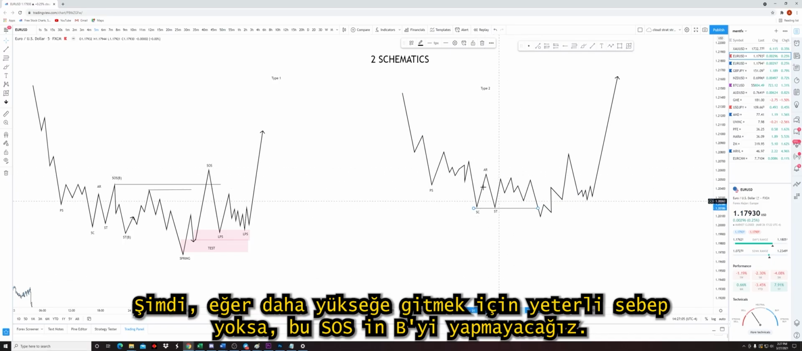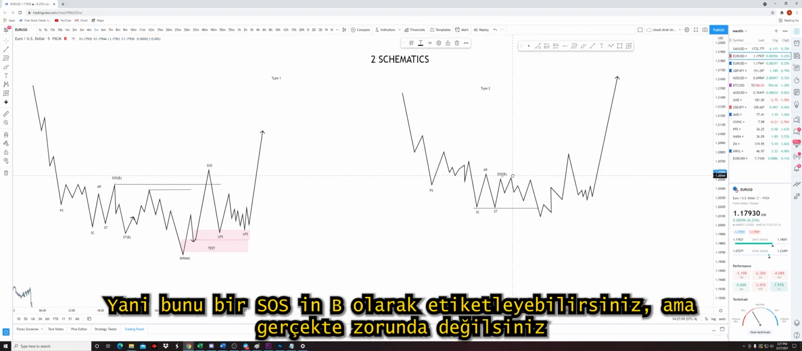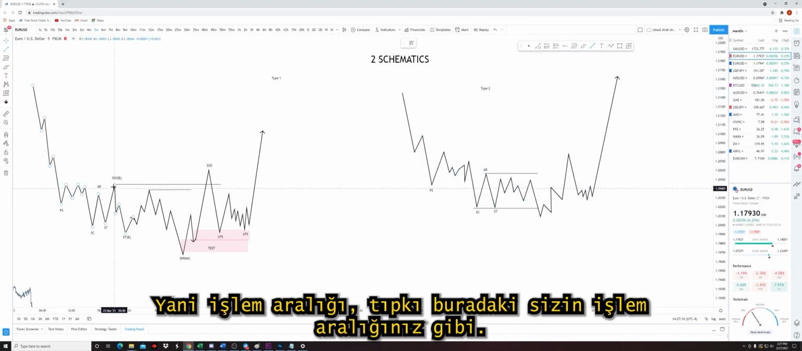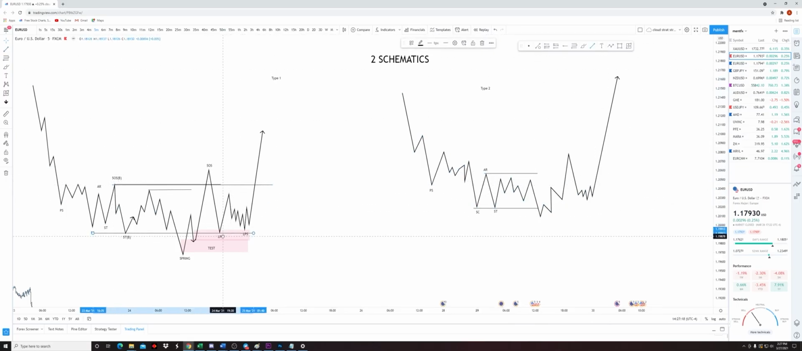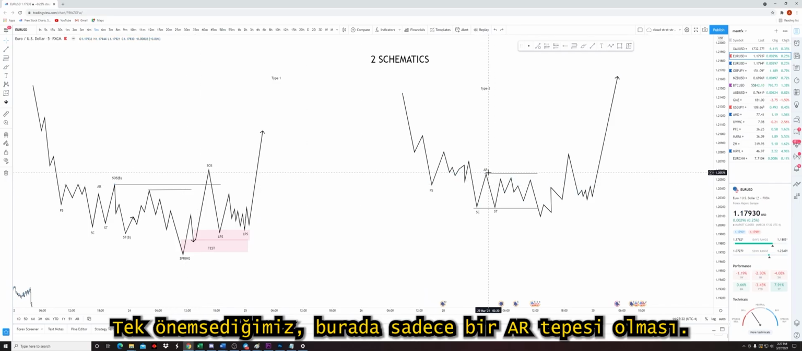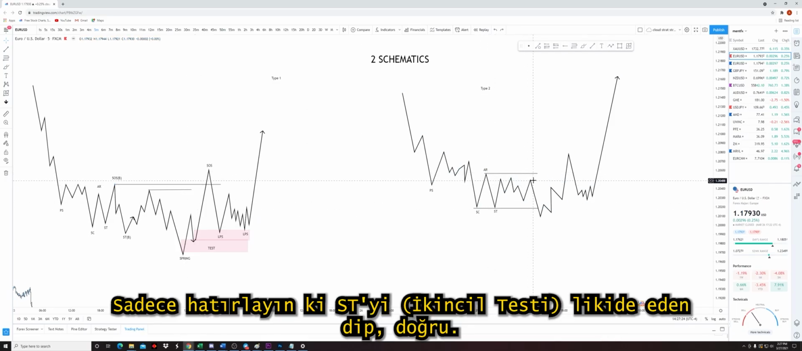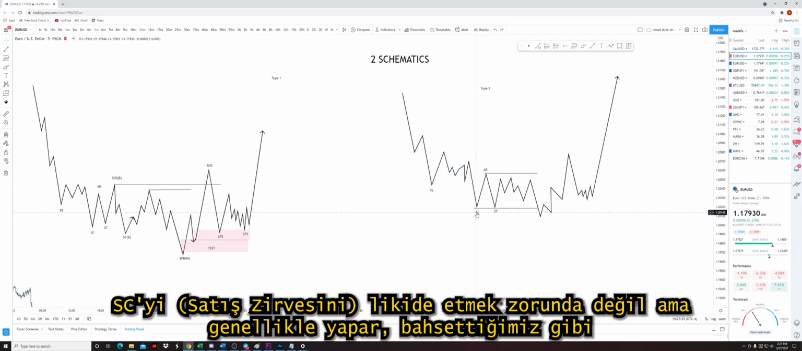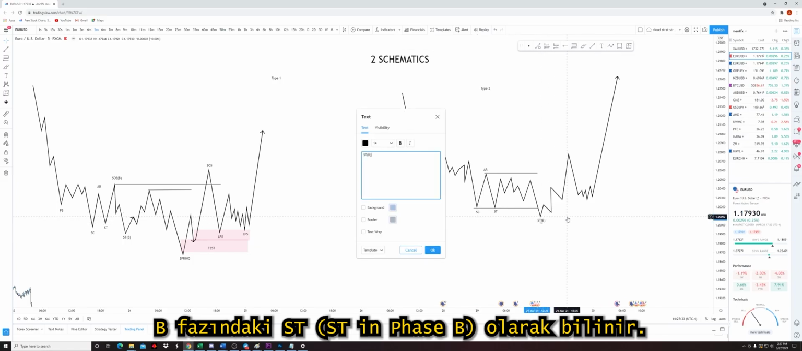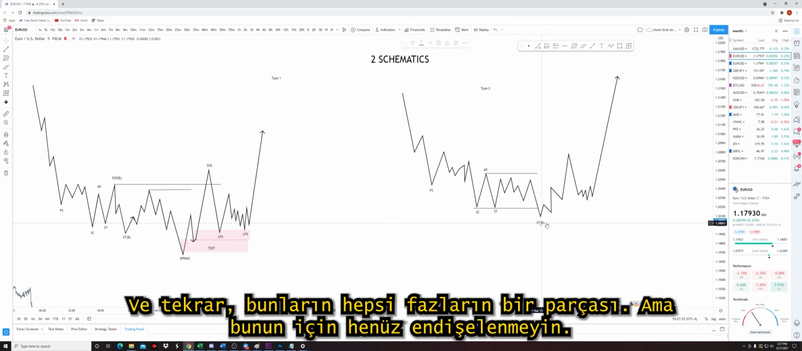Now, if there's not enough reason to go higher, we won't make this SOS and B. So you could label this as an SOS and B, but in reality, you don't have to, because all it's doing is forming liquidity in this trading range, right? That's a trading range, just like this is your trading range right here, right? But we don't use the trading ranges. You don't have to think about that. All we care about is that there's just an AR high here. Just remember that. The low that liquidates the ST, right? Doesn't have to liquidate the SC, but usually does, like we've spoken about, is known as your ST in phase B. And again, this is all part of the phases, but don't worry about that yet.